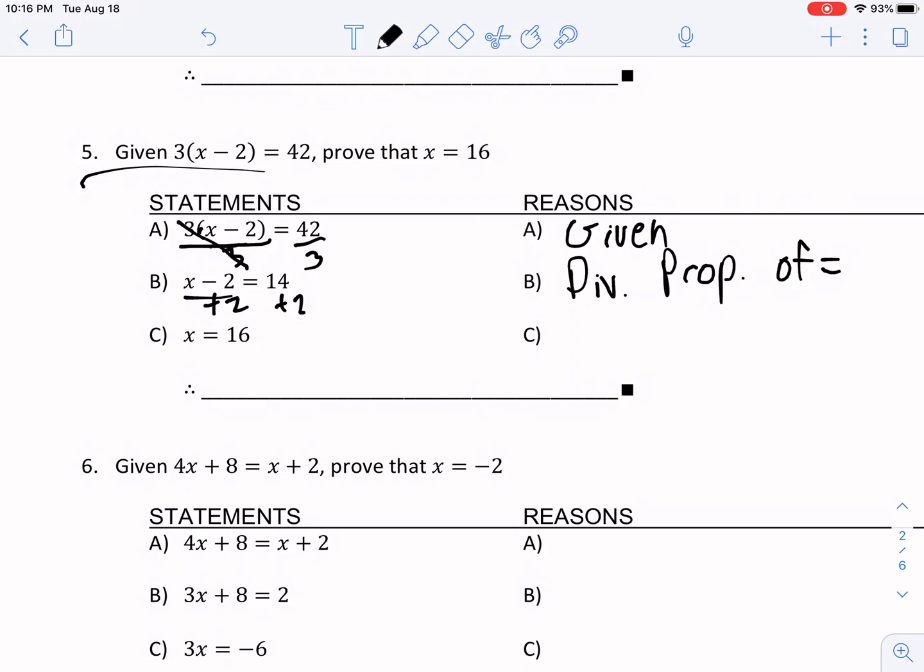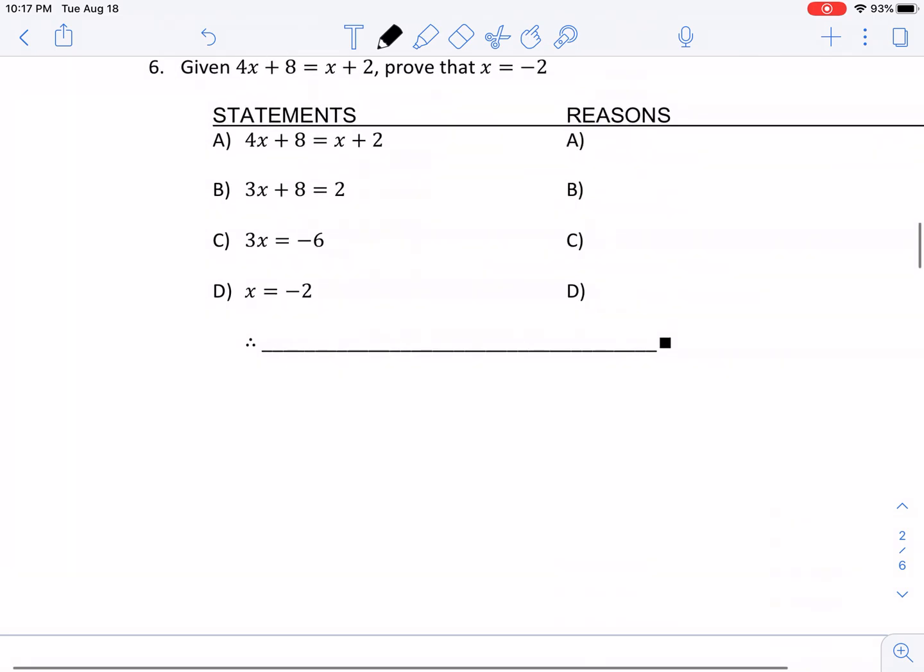Well, what property allows us to add things to both sides? The addition property of equality. Okay, so then we end with our statement x equals 16. So now we have proven that x equals 16 based on our reasoning, so therefore x equals 16. Oh, that's a bad equal sign. There we go. x equals 16. Okay, let's see if we can try a couple more.